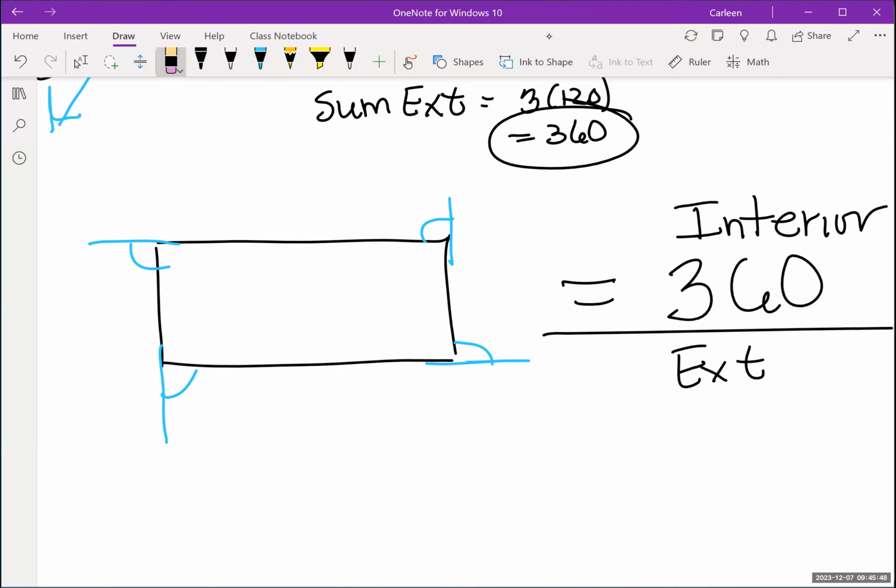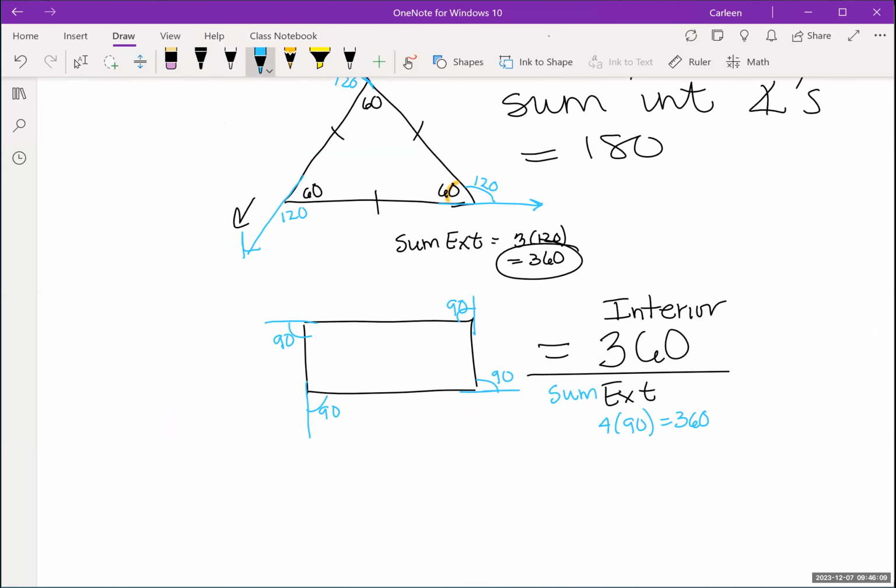So what is the sum of the exterior angles? If they're supplementary, these are also 90. Do we see why those are 90? So I have four 90s, which is 360. Oh, there you go. Nice. Okay, you're ahead of me.